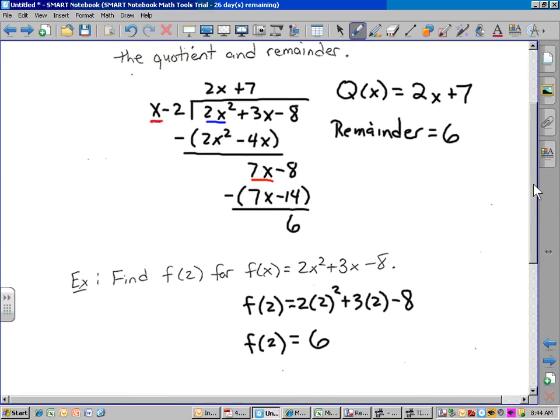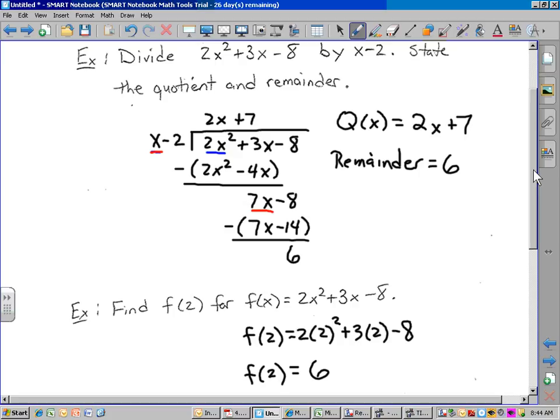Now, if you notice how these two problems were set up, this 6 happens to be the same as this 6. That's not just a coincidence. That was set up for a very specific reason. This basically defines the remainder theorem, one of the two big concepts we're going to be studying in this section. The remainder of the first, when we did long division, was 6. By plugging a 2 into the same function, we get a 6. So where does the 2 come from? What we divided by.